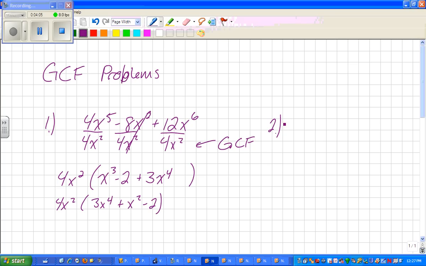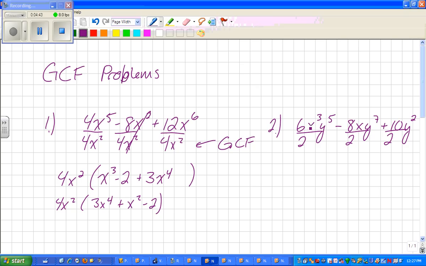So let's make it 6x to the 3rd y to the 5th, minus 8x y to the 7th, plus 10 y squared. Okay, now in this case, when I look at all my numbers, my coefficients, 6, negative 8, and 10, the biggest number I can take out of those, you got it, 2. So we're going to divide them all by 2.